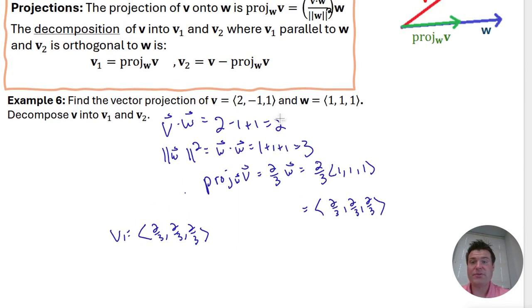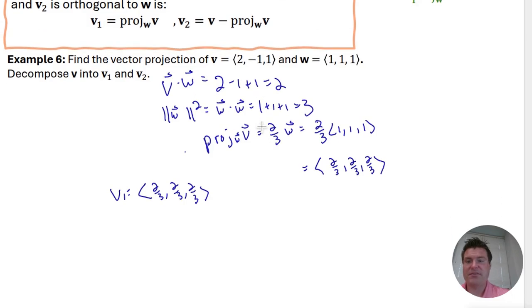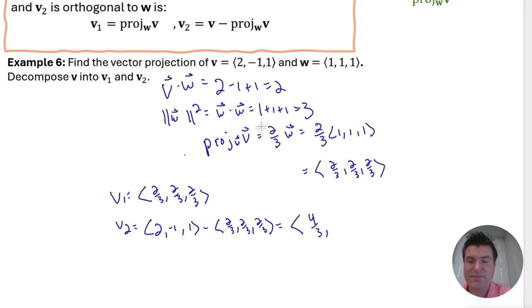But V sub 2 is going to be orthogonal, so what we're going to do is take our original V and subtract the projection. So we're going to take V, which is (2, -1, 1), and subtract (2/3, 2/3, 2/3). And when I do that, I'm going to end up with, so good my arithmetic is here, sorry, positive 4/3, negative 5/3, and 1/3. That's what I got.